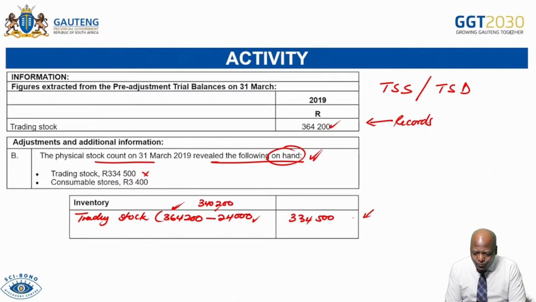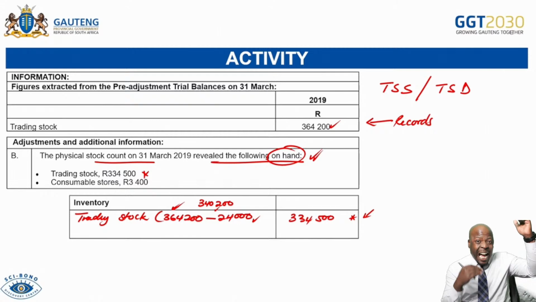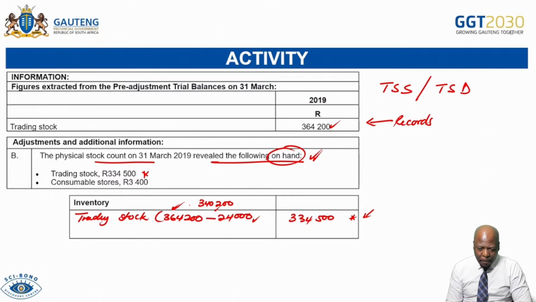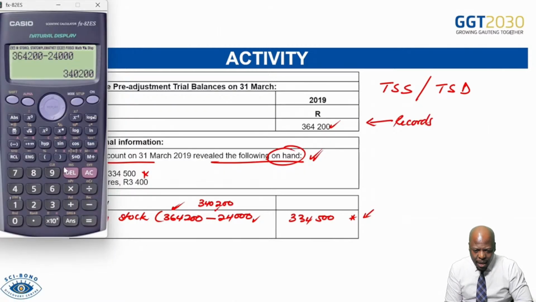But that is not the case on hand. On hand, we have 334,500. That means, according to business records, our stock is 340,200. But when we physically counted, we only found 334,500. That means there is some stock missing because the records are saying 340,200. But physically, we have 334,500. So there is a gap in between the two. How much is that gap? So to get that gap, we'll now say 340,200 minus 334,500. And that difference is 5,700.